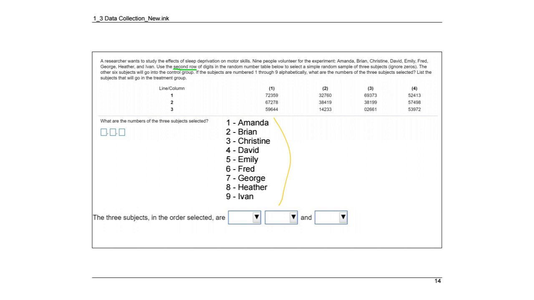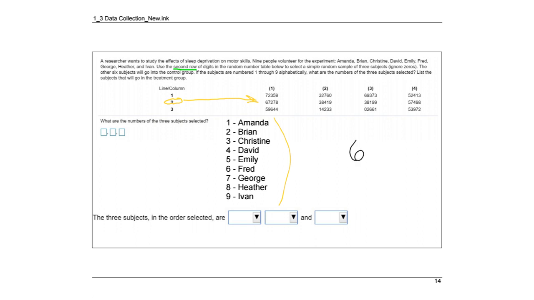Okay, so they say use the second row of digits. So you have to watch this because sometimes they want you to use the first row, sometimes they want the second row, but this one says it wants the second row of digits of the random number table below to select a simple random sample of the 3 subjects. The other 6 subjects will go into the control group. Okay, so we're only picking 3. So I'm going to go ahead and rewrite this random number row here. So I want that, the second row.